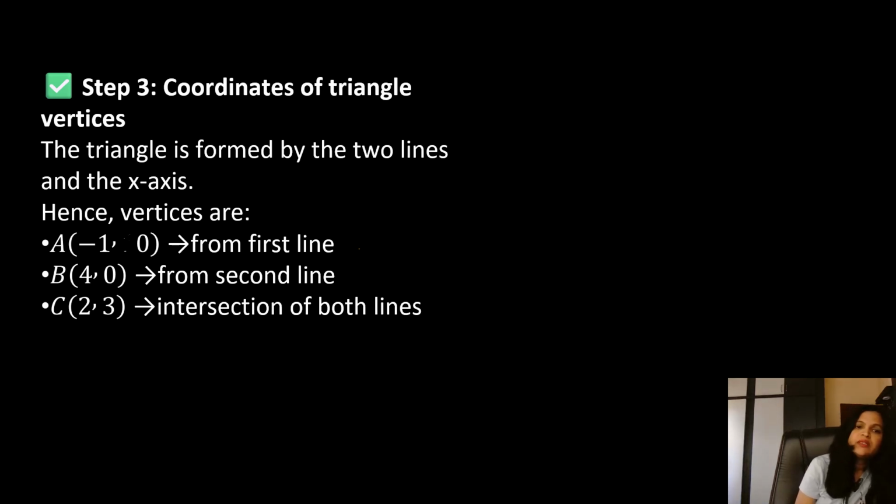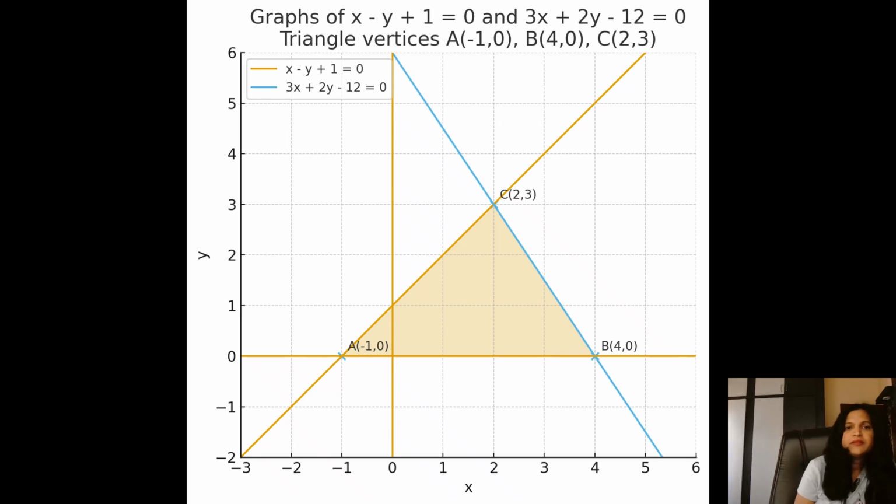Now using these 3 points, we draw the graph like this. The graph x minus y plus 1 equal to 0, which line is it? It is this orange line. Here the color is mentioned. Then 3x plus 2y minus 12 equal to 0, this line it is. We call it y1 and y2. Here it is y1, it is y2. If you cannot mention the colors, you can write the mention in the corner like this. Which lines are these two?